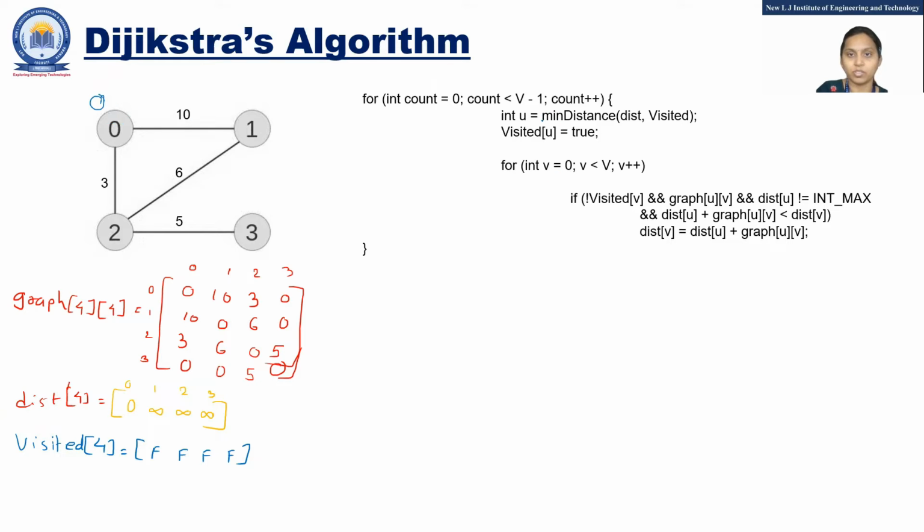here, what is the minimum distance? Minimum distance means you have to check all the edges which have not been visited and have the minimum weight. So in our case, what is the minimum edge weight? 3. So here your index value is here, 3 is here. So they will return the value u.